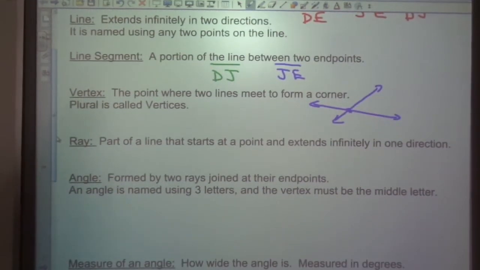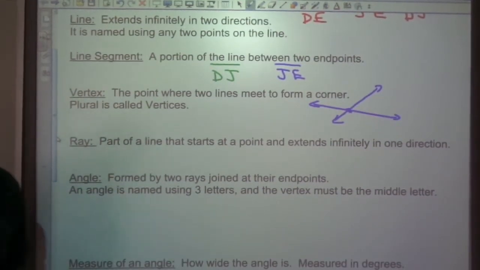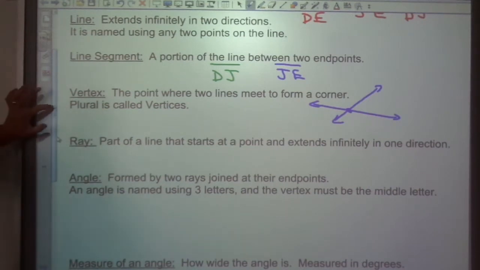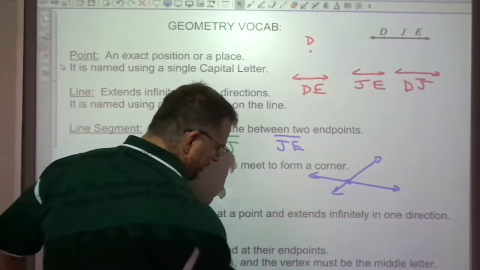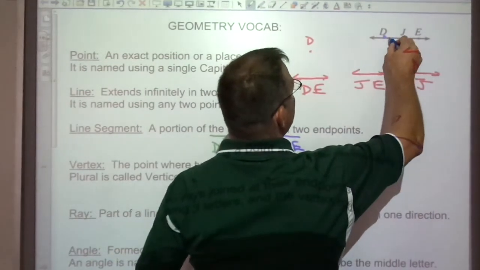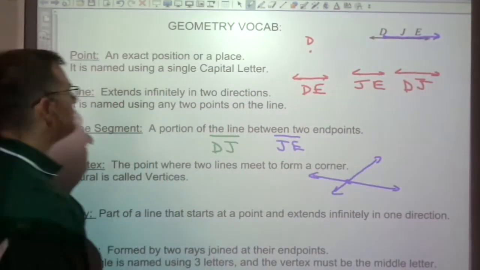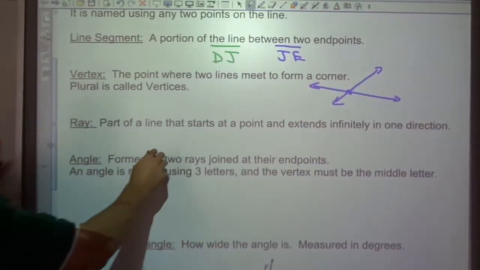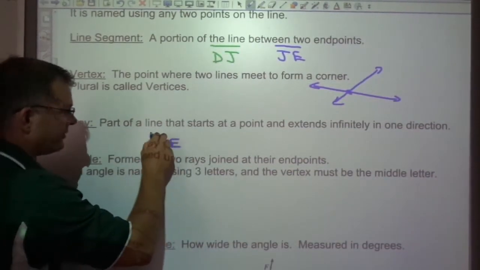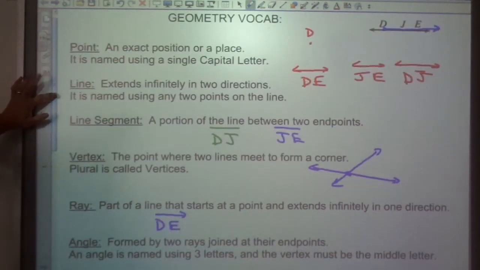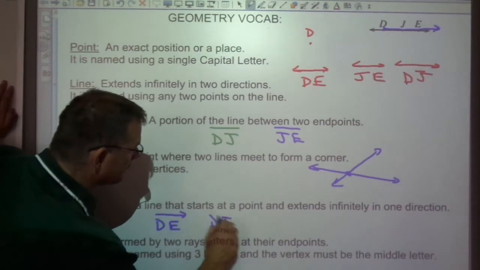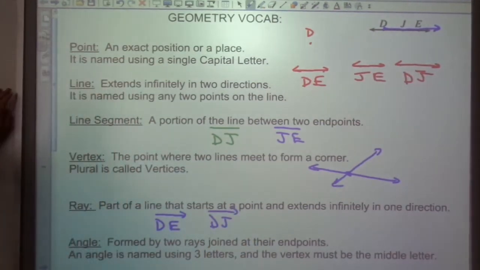A ray, part of a line that starts at one point and extends infinitely in one direction. So something like this would be if I wanted to represent just this part here. Let me erase what I had before. If I just wanted to talk about from, let's say, D going to the right, that is a ray. So I would write that as DE perhaps, with an arrow only going in one direction. Or I could also even write that as DJ, with an arrow going in one direction.